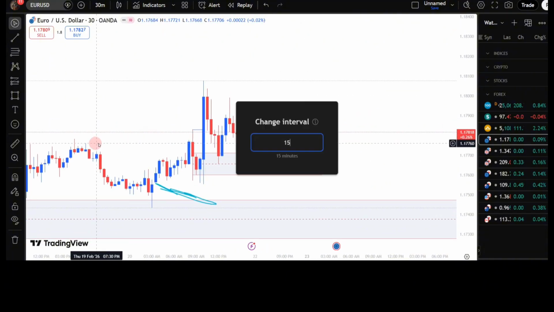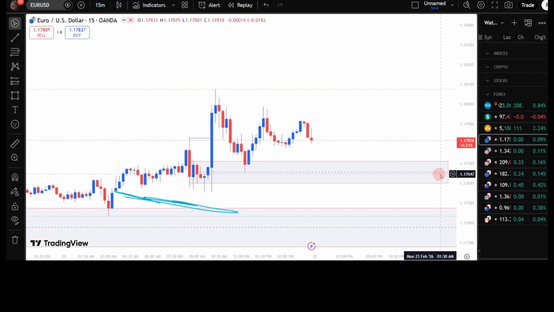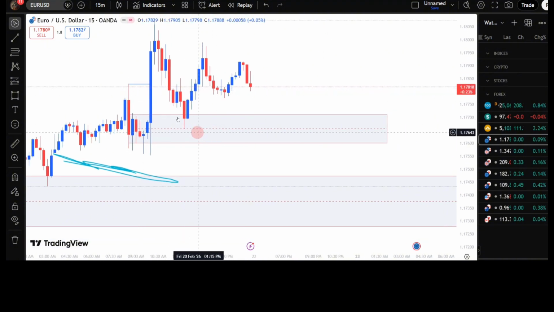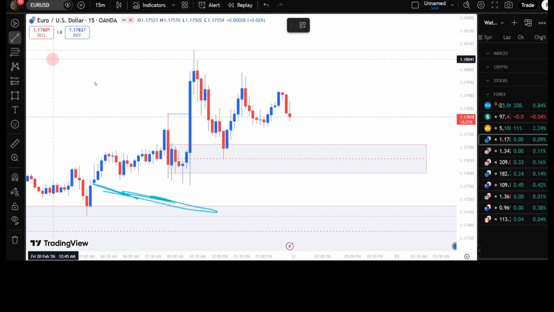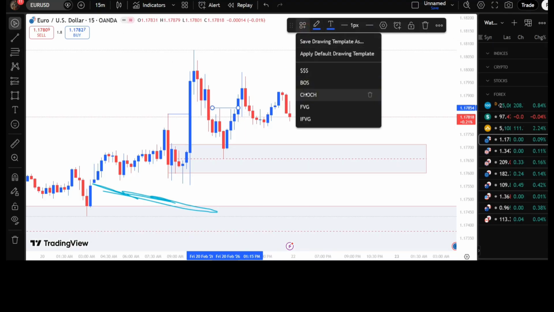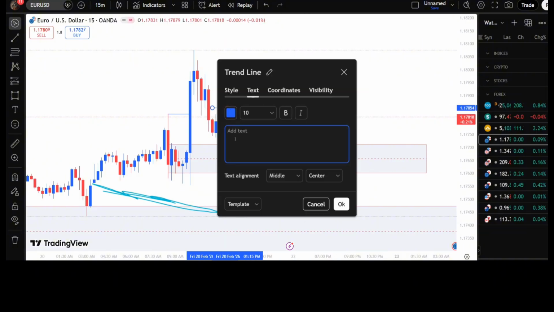Still going down. So on the 15 minutes now, you can see price has gotten to that order block on the 30 minutes, and we have this sharp move to the upside, and also there's this break of structure here. Just enter it.